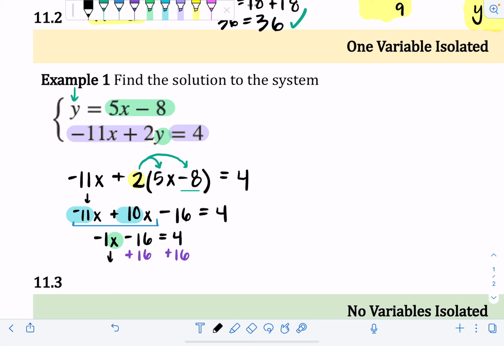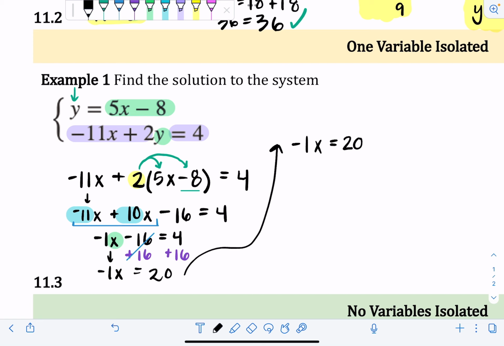So I would bring down my negative 1x, and then if I add negative 16 plus 16, that is 0, so that goes away. And then I would bring down my equal sign, and 4 plus 16 is 20. So I'm running out of room. I'm going to rewrite this up here. So I have negative 1x equals 20.